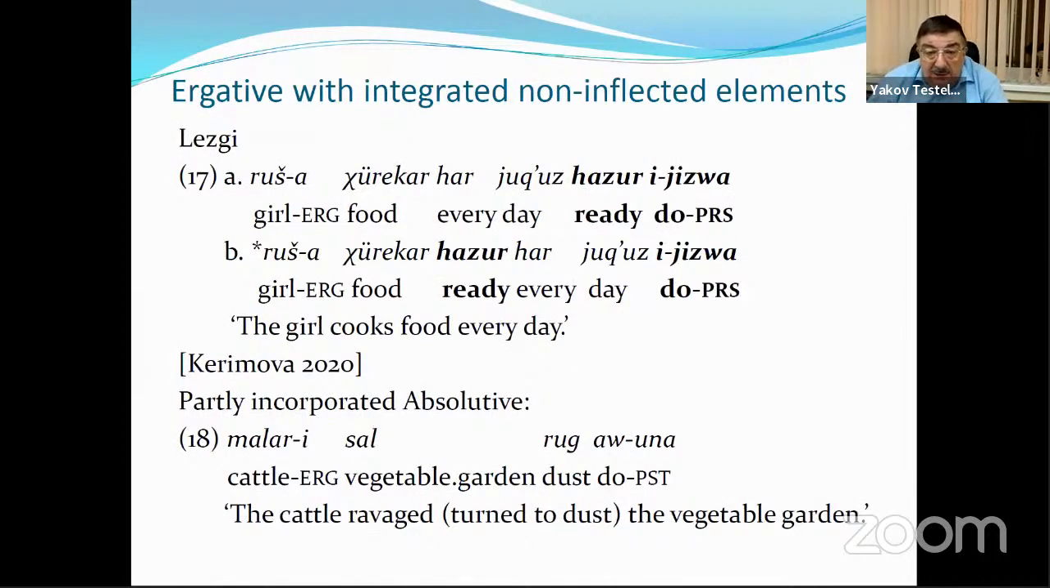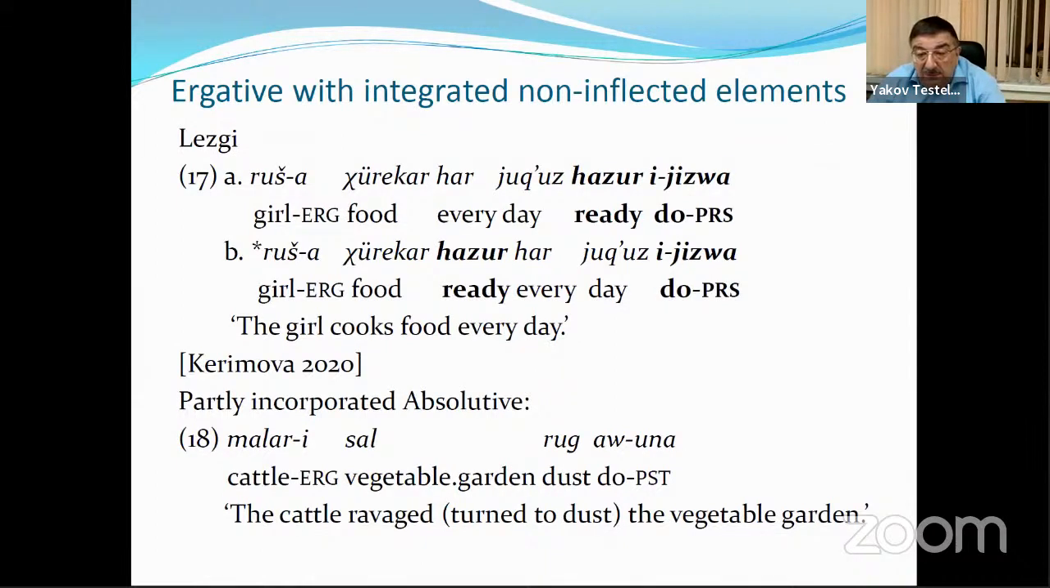Let us see in Lezgi, for example, from Zarina Kirimova's work, 17: Rusha hurikar har lukus hazur izva, the girl cooks food every day. Hazur izva, making ready, doing ready, means cook in this context. But hazur, ready, and izva, does, cannot be separated in linear order. You cannot insert every day between them. So 17b, rushah hurekar hazur har yukuz yizva is ungrammatical.